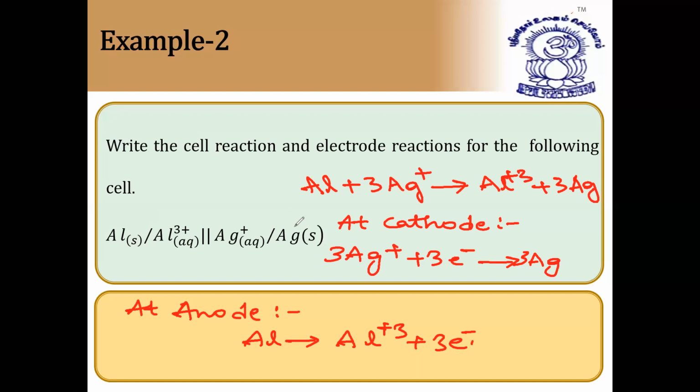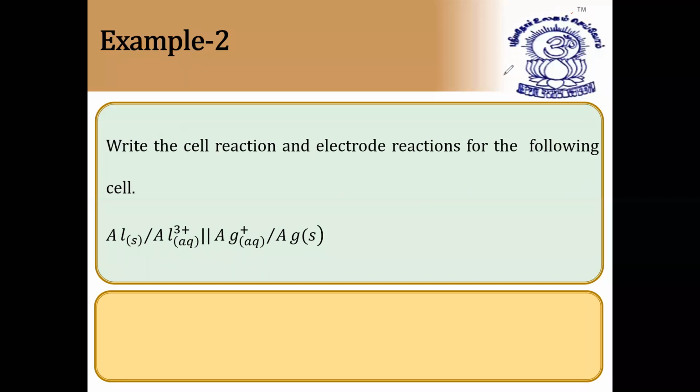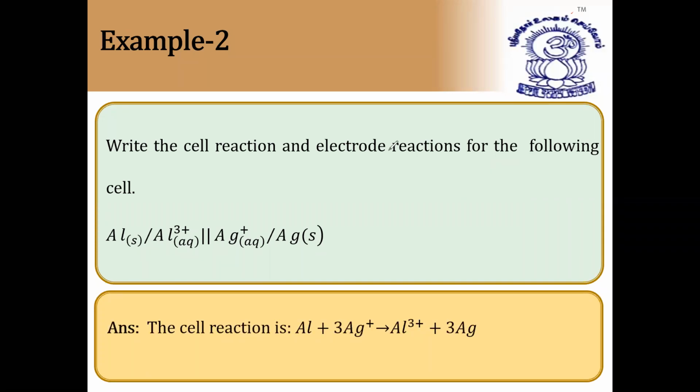And if you don't know which is cathode and which is anode, it's very difficult to apply the formula for finding the electrode potential of the cell, that is E degree cell equals E degree right minus E degree left. So to substitute the values clearly, you should compulsorily know the cell representation, cell reaction, reactions at cathode, and reactions at anode. So this is the cell reaction: Al plus 3 Ag plus gives Al 3 plus plus 3 Ag.